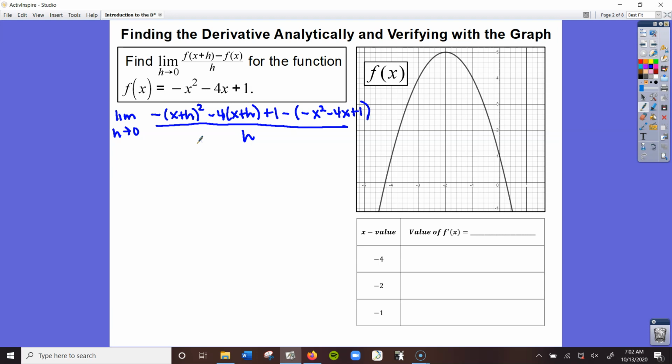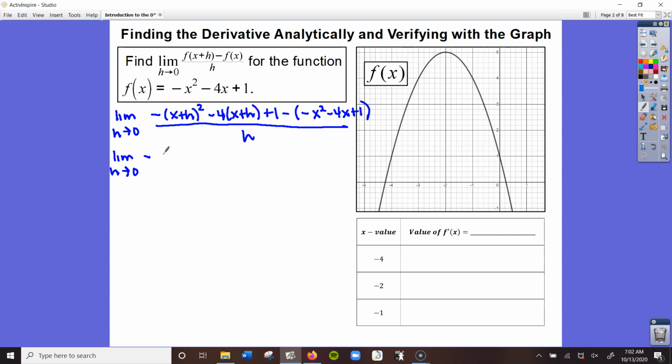Now from here, you need to just work it out. We need to distribute that x plus h squared. We need to distribute the negative 4. We need to combine like terms. So at this point, what we're doing is just a lot of algebra. So we have the limit as h is approaching 0 of negative x plus h squared.